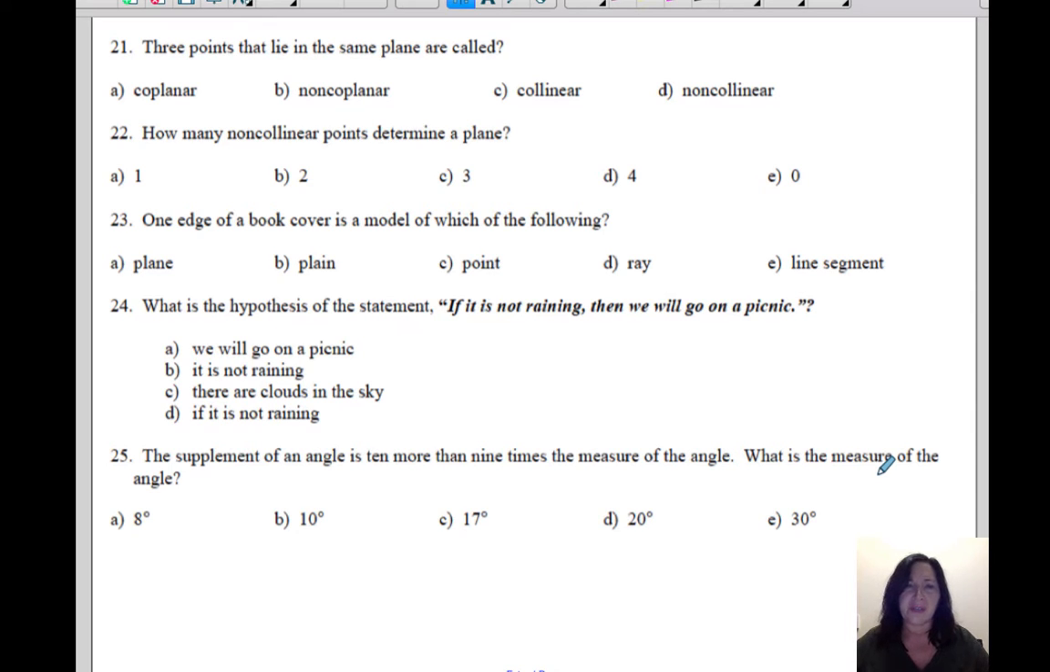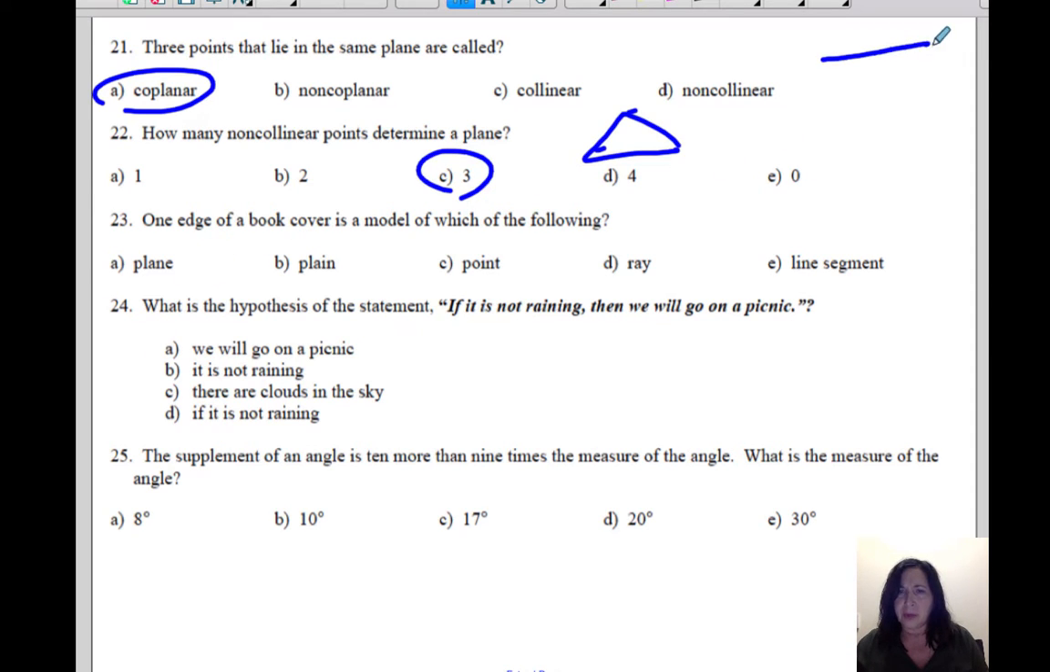The next question says 3 points that lie in the same plane. Oh, those are coplanar. Okay. Collinear is 3 points that lie in the same line. How many non-collinear points determine a plane? That would be 3.